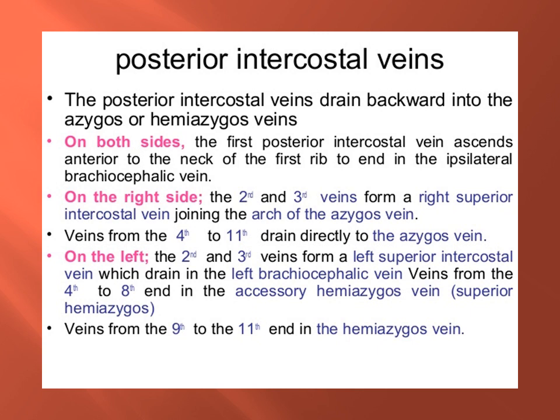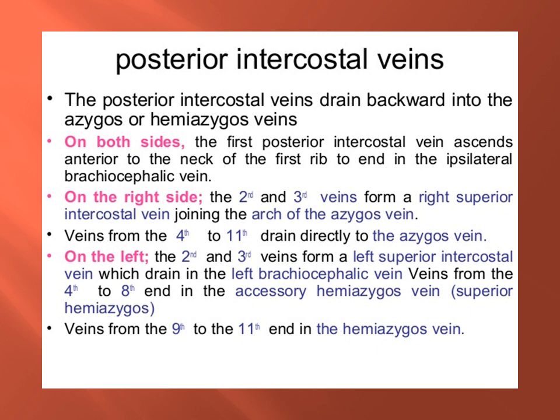Now the veins. The posterior intercostal veins drain backward into the azygous or hemizygous veins on both sides. The first posterior intercostal vein ascends anterior to the neck of the first rib to end into the ipsilateral brachiocephalic vein. On the right side, the second and third veins form a right superior intercostal vein which joins the arch of the azygous vein. Veins from the 4th to 11th intercostal space drain directly to the azygous vein, and on the left side, the second and third veins form a left superior intercostal vein which again drains into the left brachiocephalic vein, which drains again into the superior vena cava.